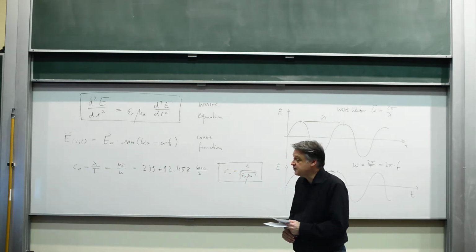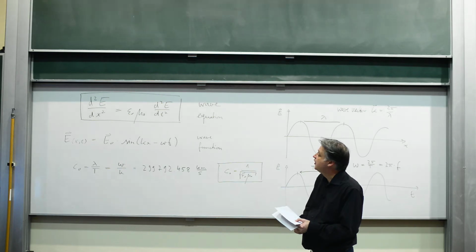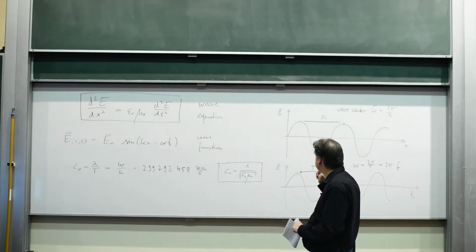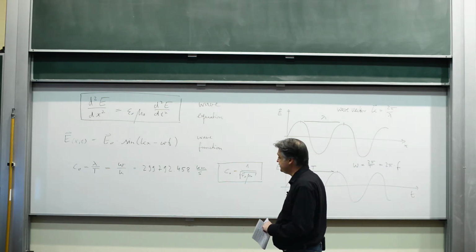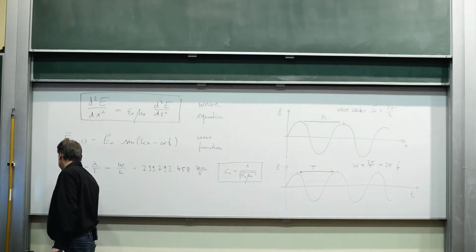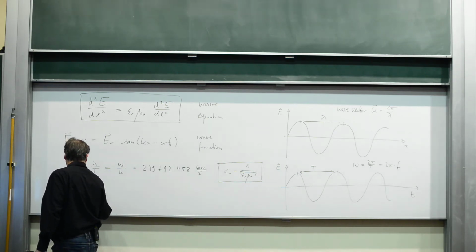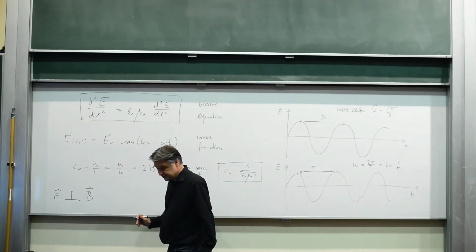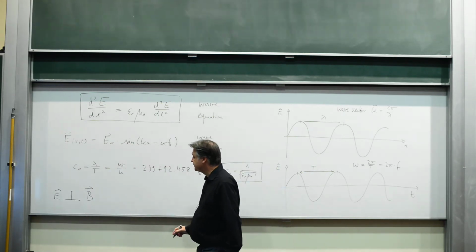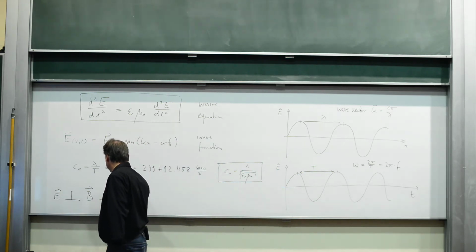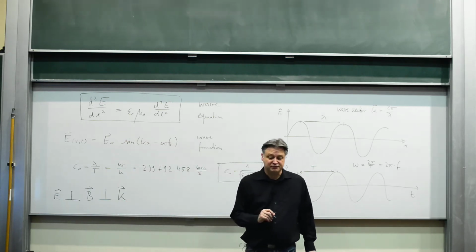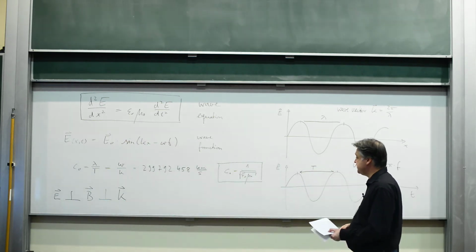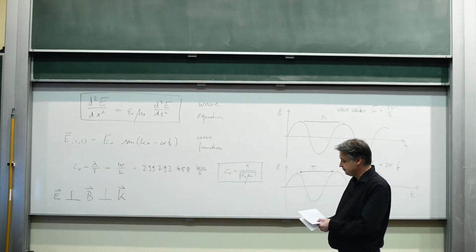Now, some further properties of light. One important property is the electric field and the magnetic field are always perpendicular to each other. E is perpendicular to B, always, and on top, perpendicular to the propagation direction, or in our terms, the wave vector. So these three are always perpendicular to each other.